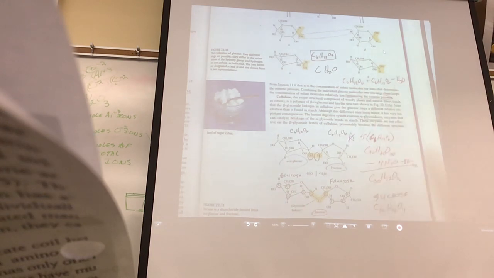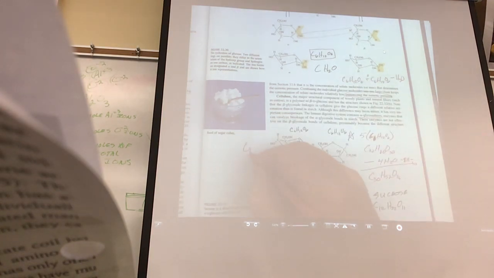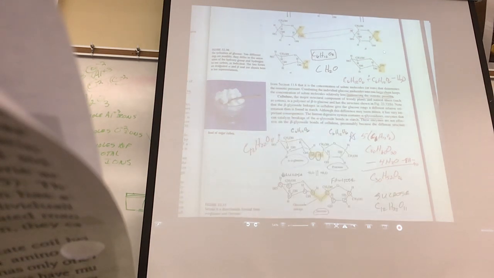What do you think the final formula would be for a disaccharide? H22. Say it again. 11. Wait, say it again. C12H22O11, maybe? That's it. Very good. And that's how you can remember the formula for sucrose, a disaccharide.